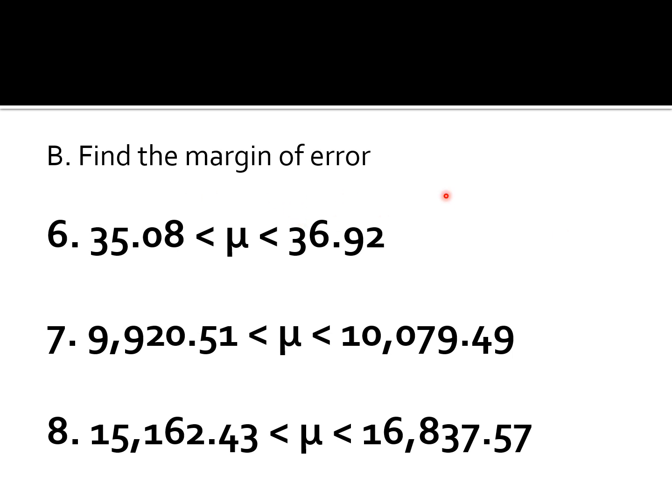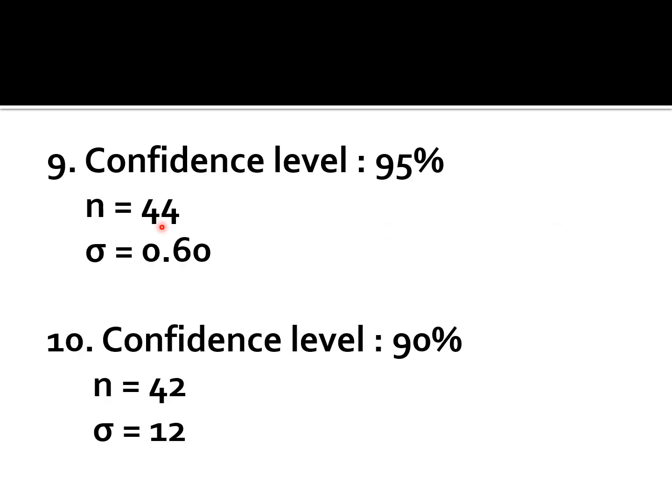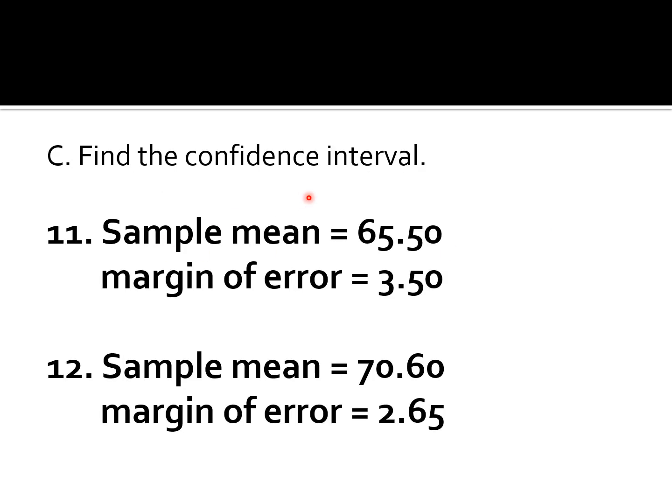Okay, so ito, find the margin of error. Gamitin niyo yung formula natin. Yan. Find the confidence interval. Kapag ganito naman yung given, so as you can see, yung formula natin for lower limit, we have sample mean minus, tawag dito, margin of error. Tama? Okay. So, kung ano yung makukuha nyo doon, then yun na yung lower limit. Kapag naman upper limit, just add. Okay?